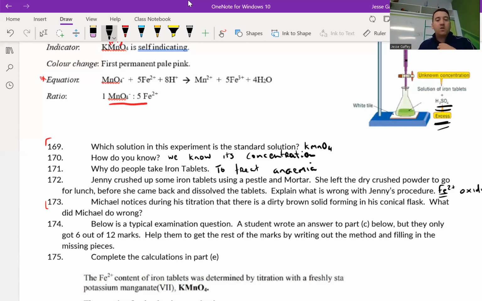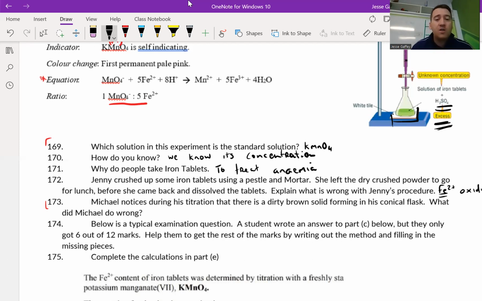So what did Michael do wrong here if he's getting this dirty brown insoluble solid? He must have forgotten to add the sulfuric acid to the conical flask. Okay, so he forgot to add his 10 centimeters cubed of acid to the flask. Well done if you spotted that as being the problem here.